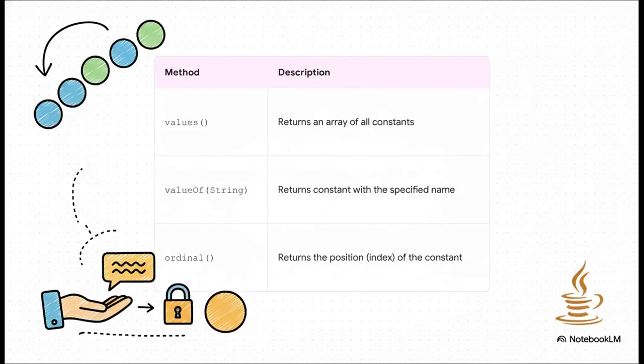And as a bonus, Java gives you some incredibly useful methods for free. The values() method returns an array of all your constants, which is perfect for looping through them, say to populate a drop-down menu in a user interface. And valueOf() is great for safely converting a string back into an enum constant.